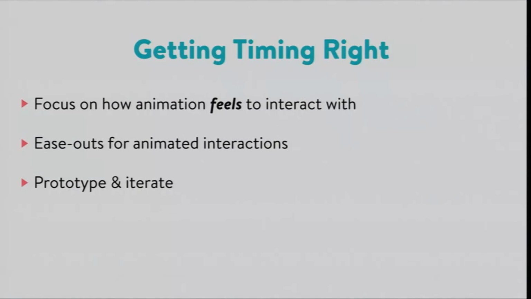So good tips for timing is to focus on how the animation feels, and really prototype and iterate. And the only actual solid rule I have is that ease-outs tend to be better for animated interactions. That's mostly because ease-outs start fast and slow down, right? They're like, hello, I'm your button, what do you want? And if you use an ease-in, it just starts slow and sometimes feels like it's not actually responding to you. It's really fun to act out. You should totally do it in meetings. At least that's what I think.